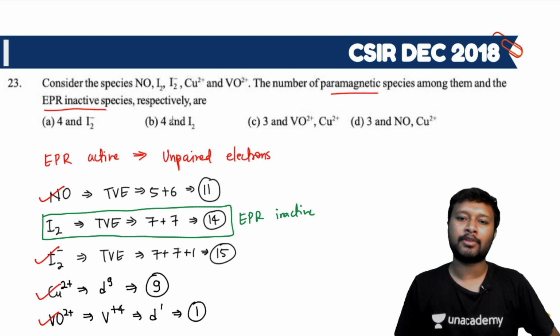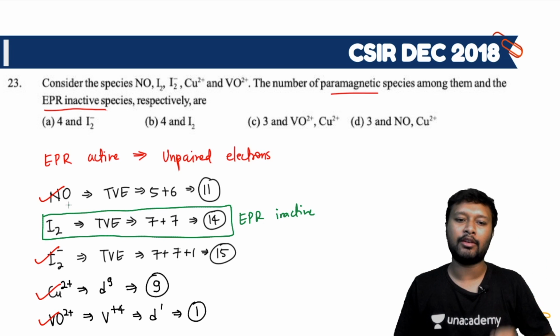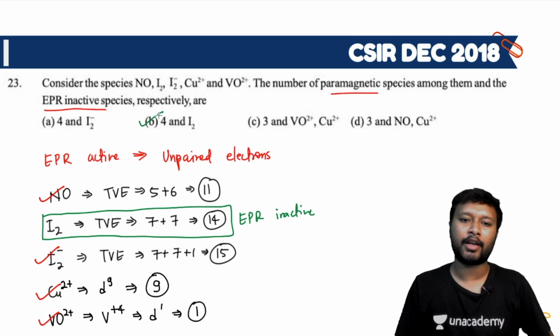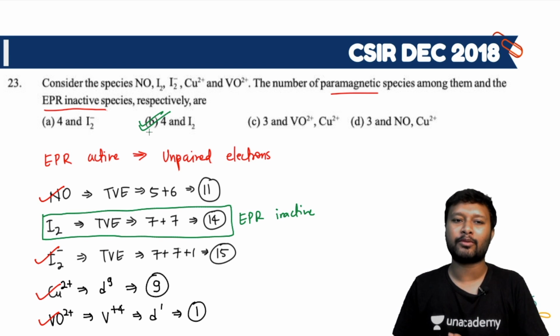So the number of species which are paramagnetic are 4: NO, I2 minus, Cu2 plus, and VO2 plus, and I2 is the species which is EPR inactive. So the correct answer is option number B. Alright, so this is how you have to approach this particular question.